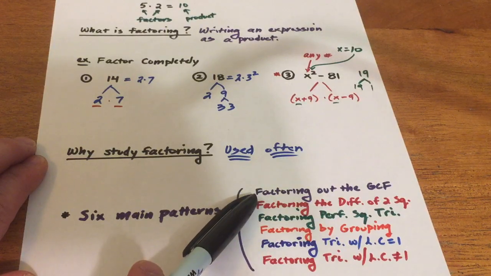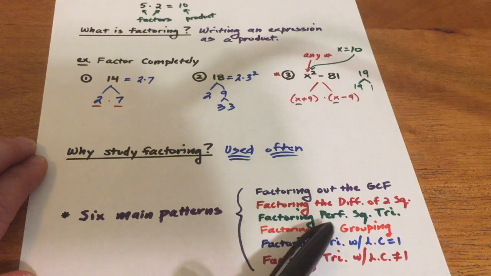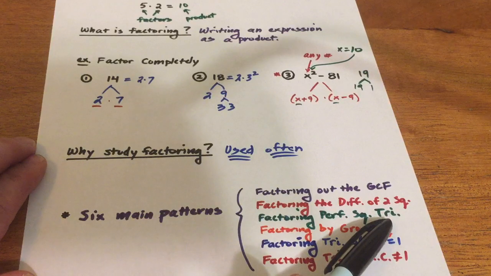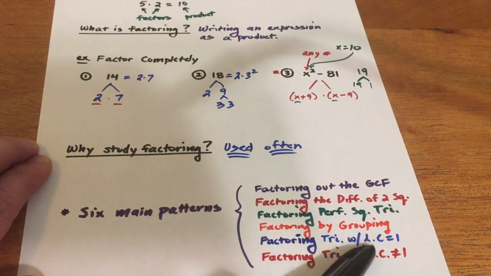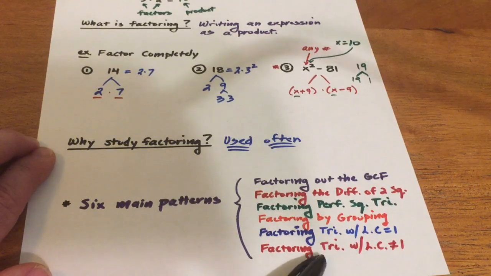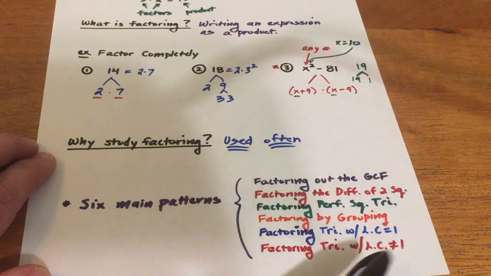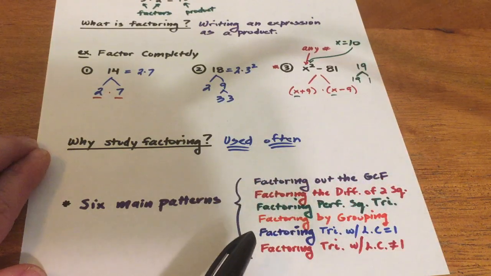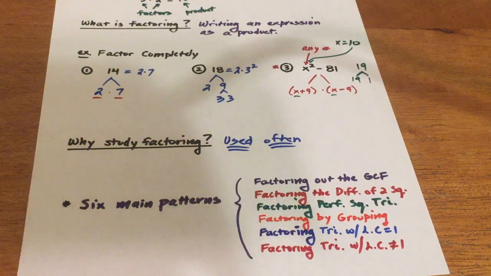Factoring out the GCF, the greatest common factor. Factoring the difference of 2 squares. Factoring perfect square trinomials, we're abbreviating. Factoring by grouping. Factoring trinomials with a leading coefficient equal to 1, and these are quadratic trinomials. Factoring trinomials with the leading coefficient not equal to 1. These are also quadratic. Think of these 6 main patterns right here as basically 6 different flavors of ice cream. You want to be able to make sure that you enjoy all of them for what they are worth.